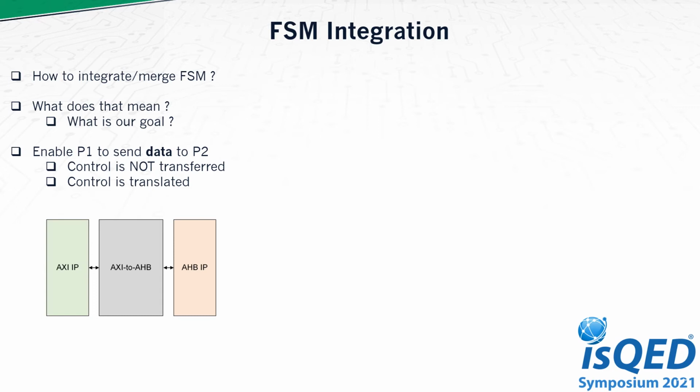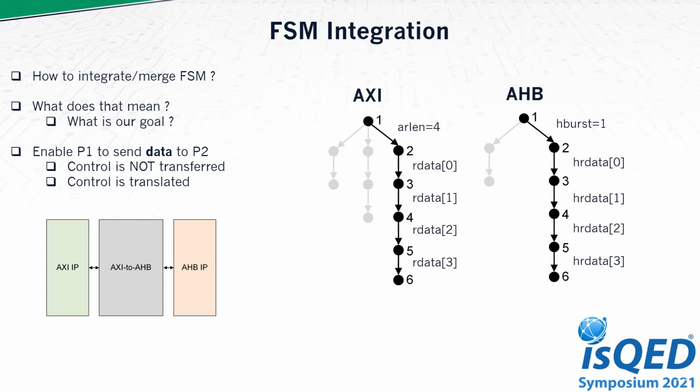Our goal is to enable protocol 1 to send signals tagged with data in the PDL code to protocol 2. The reason we are concerned with sending only data is because control signals are not transferred, but rather just translated. So for example, let's look at the AXI example from before and attempt to send data to a simplified AHB protocol. In this example, our goal is to send 4 read transactions between the two protocols. Looking at the highlighted paths, the solution is clear. Our data from AXI should be transferred as HR data for AHB. The naming convention is just different.